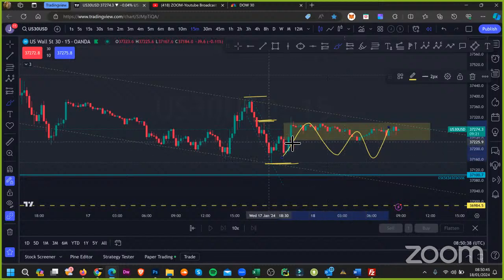This little level here doesn't matter, because it is within this range and this range here. It's just a minor little level that hasn't broken any structure, not on the 15-minute time frame anyway. On the 5-minute time frame, we might see some more little nuances.